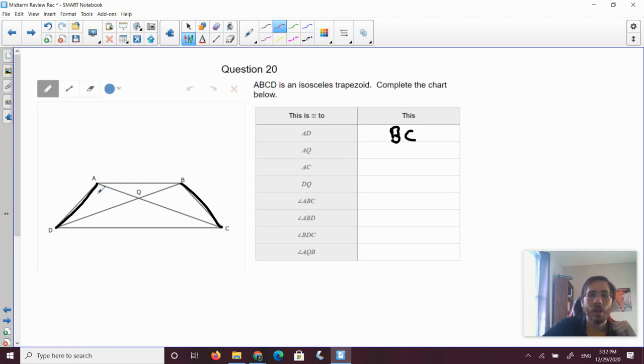In an isosceles trapezoid, we also know that these two angles are the same. So I'm going to see if that's in my chart somewhere. So DAB or BAD, and not quite. This one's pretty close. ABC, ABC is right there. So ABC is the same as BAD.